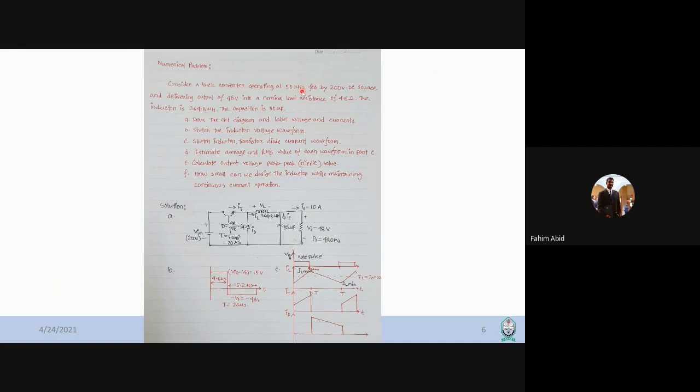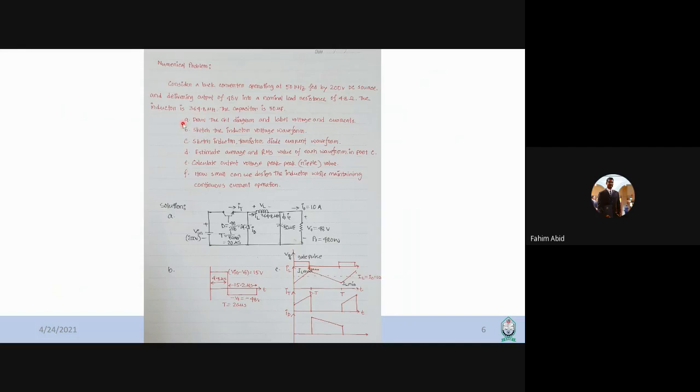It's a 50 kilohertz switching frequency, fed by a 200 volt DC source. So your input voltage is a 200 volt DC source, and it delivers an output of 48 volt into a nominal load resistance of 4.8 ohm. So your load resistance is 4.8 ohm. The inductor is 364.8 microhenry, and the capacitor value is also given, which is 50 microfarad.